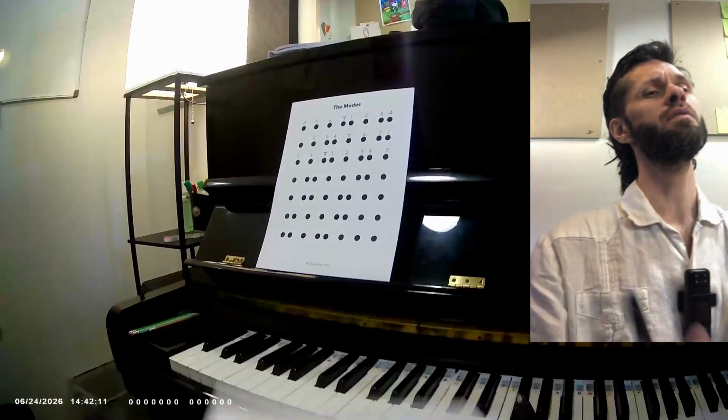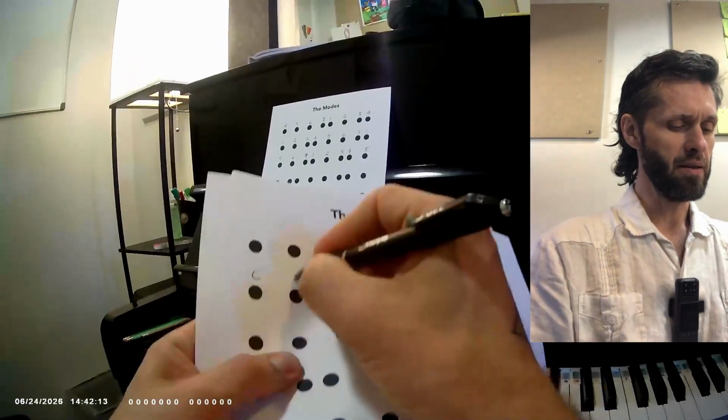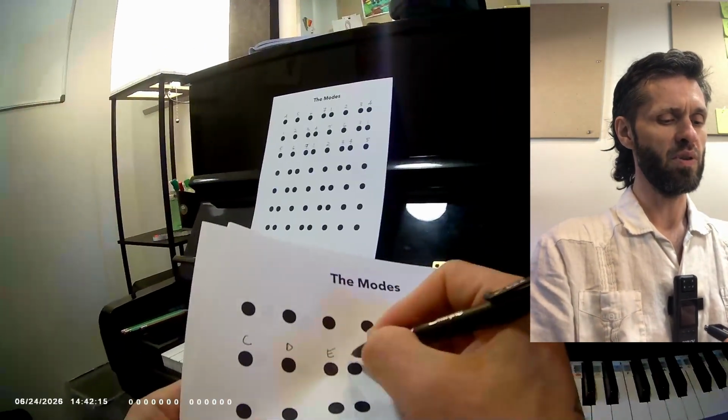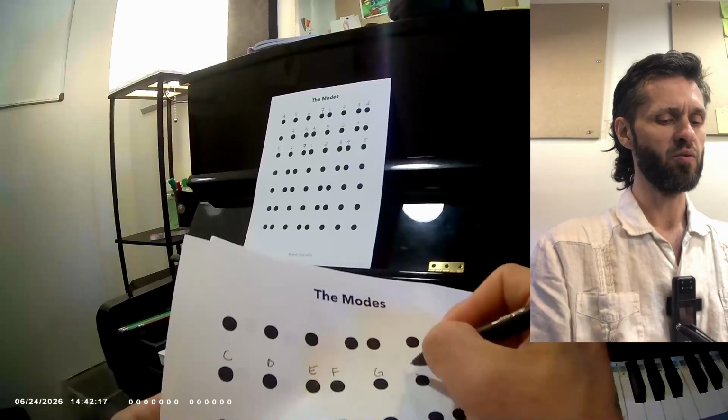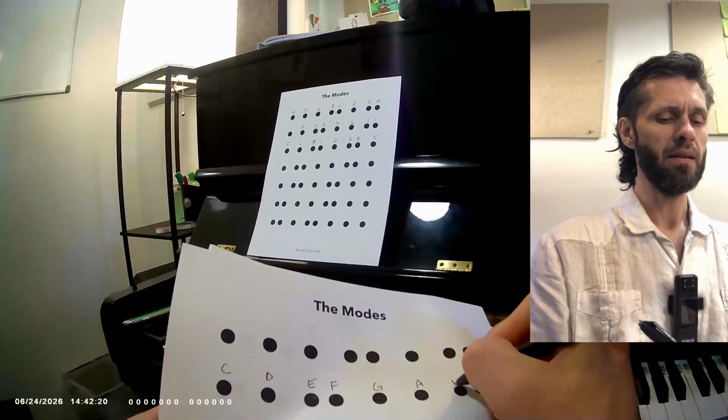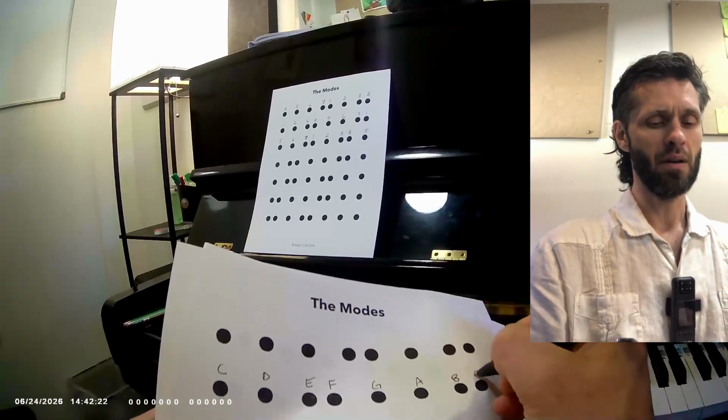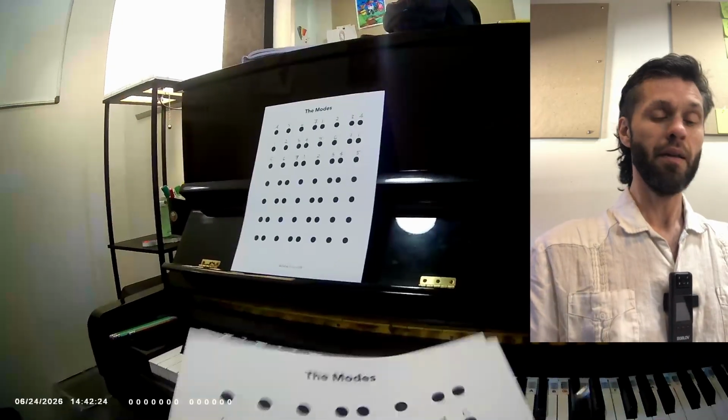What is this if I start on C? Then this would be C, and then this would be D, and then this would be E, and then this would be F, and then this would be G, and this would be A, and then this would be B, and this would be C again. And then that would close the gap.